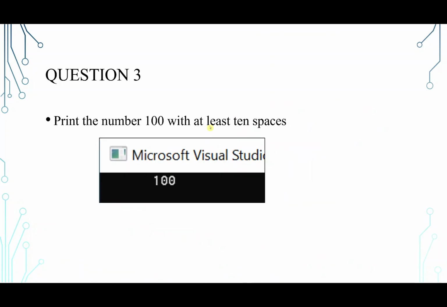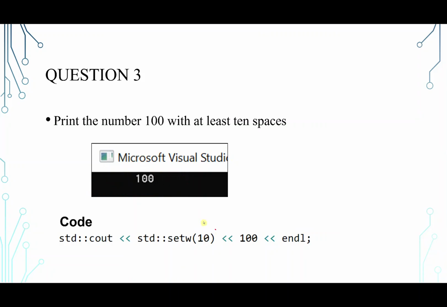So print the number 100 with at least 10 spaces, something like that. Now, this is a little bit inaccurate. So if I say 10 spaces, now I mean 10 spaces for the imaginary field. The 3 of them is taken, so you have 7 spaces in here. So you do that with setw of 10, and then you get the 100.